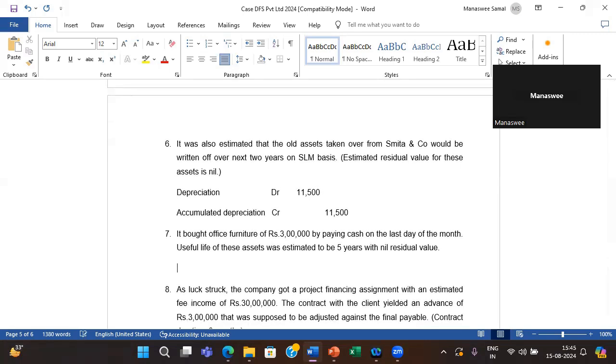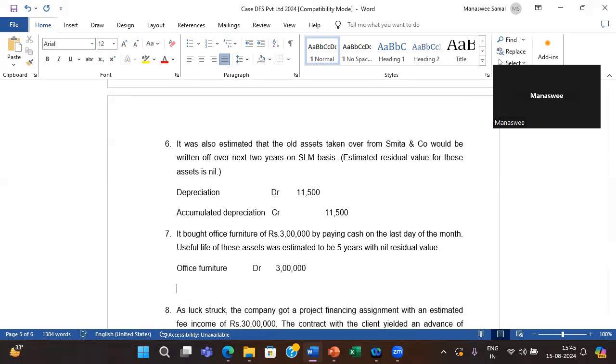So the journal entry would be office furniture account debit, because the asset is increasing, so I have to debit it. Then cash is decreasing, another asset is decreasing, so I credit cash. Cash will be credited 3 lakh rupees.